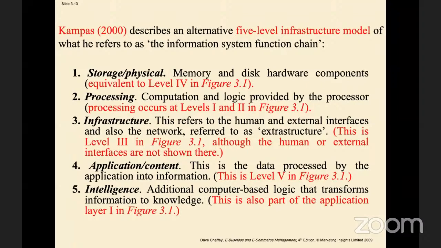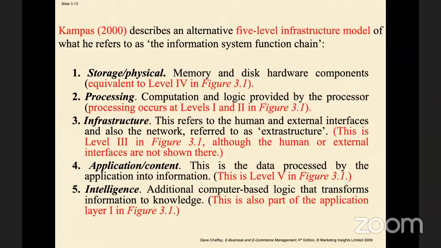Okay. Compass in 2000 describes an alternative 5-level infrastructure model of what he refers to as the information system function chain. So this is another person named Compass, who in 2000 describes an alternative model. What is an alternative model? It is a 5-level infrastructure model. So what are the different 5 levels?